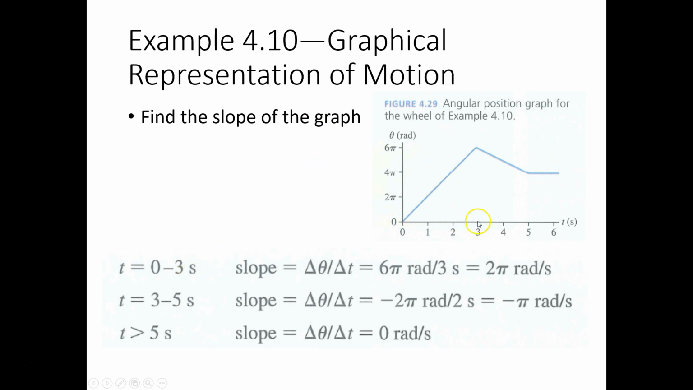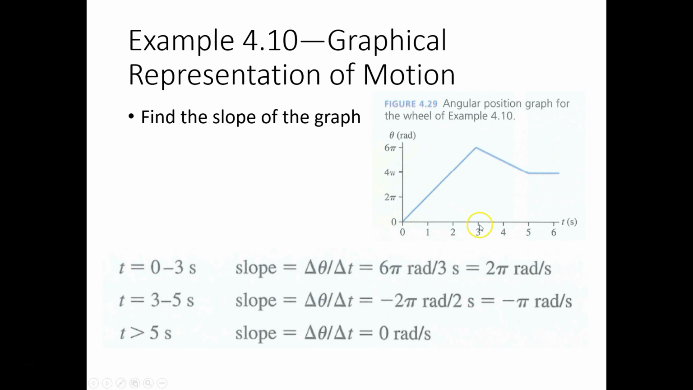So from 0 to 3 seconds, I need to find the slope. Just like we would find the slope of a position versus time for linear, we're going to do angular position, which is radians, versus time. So at this point, we're just going to take 6 pi, which is our final, minus 0, so that's 6 pi radians, divided by 3 seconds is our time change, and that's 2 pi radians per second.